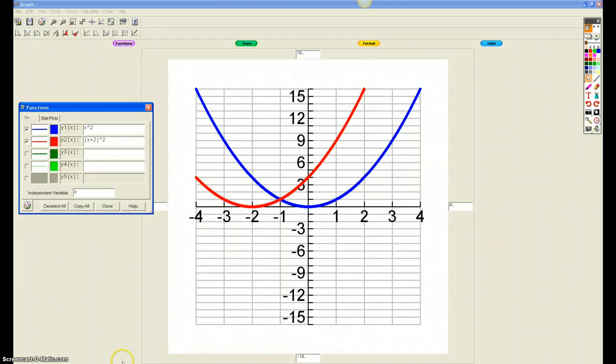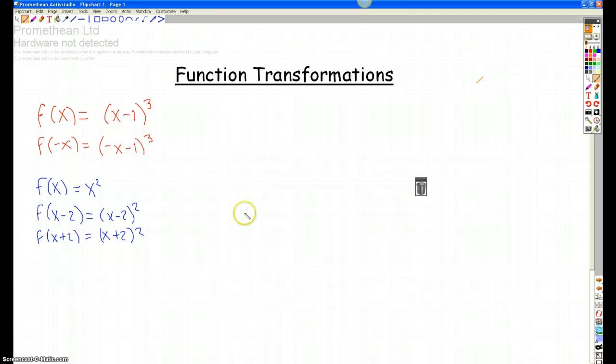So why is this happening? And I think the best way to explain it is to look at a numerical example. Let's look at this case here. Let's say I do f of 4. What's f of 4? Well, it's 4 squared, which is 16, right?